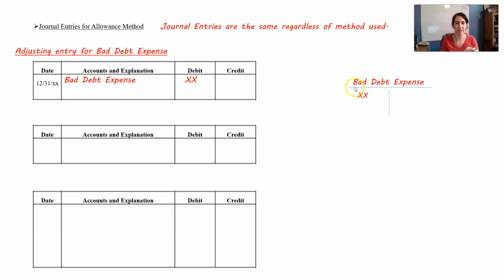We're going to debit bad debt expense, and we're going to credit this account called allowance for bad debts. It could also be allowance for uncollectible accounts, but that's a mouthful. So we're going to keep it as a credit for allowance for bad debts. That's a new account for you guys. So here is our allowance. We're going to draw our little T account for it. And there's our credit.